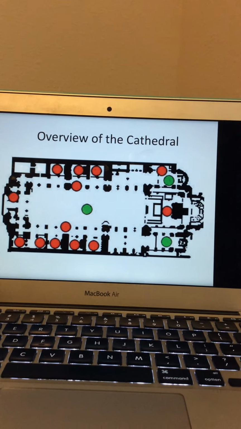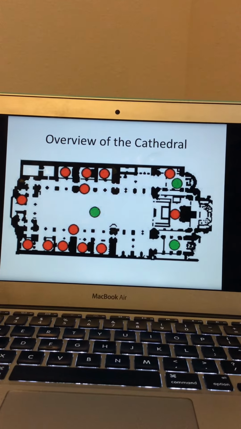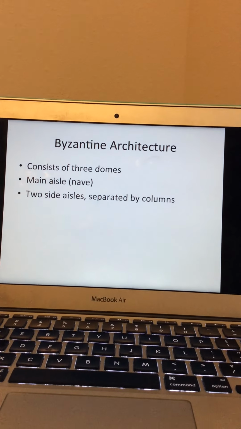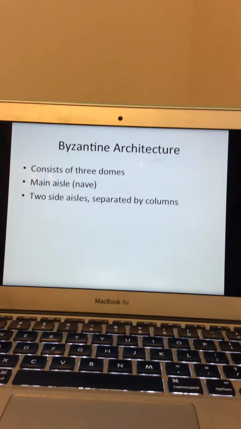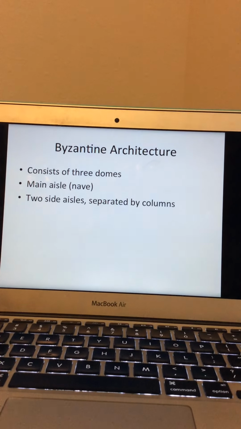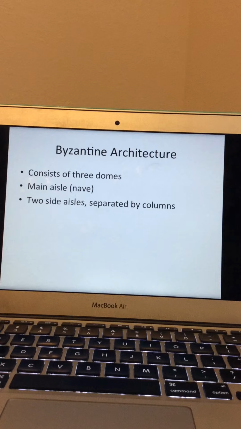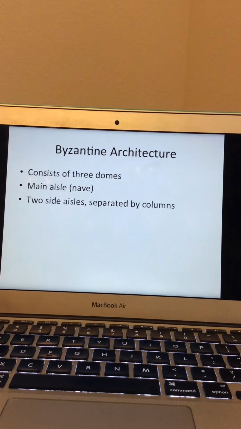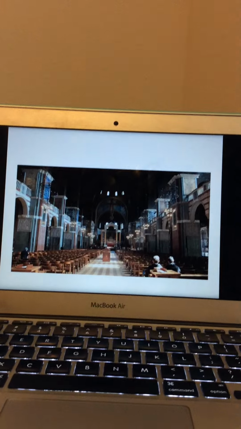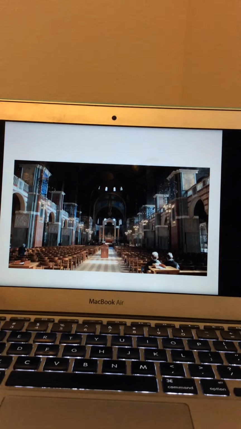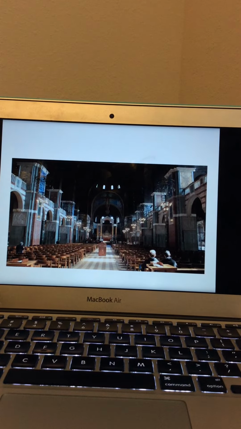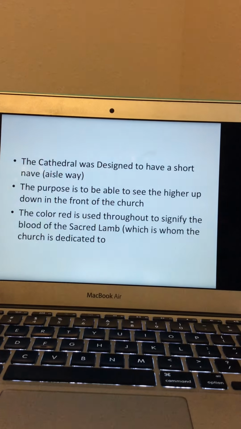This is the overview of the cathedral. The cathedral is in the Byzantine architecture and consists of 3 domes. It has one main aisle, which is called the nave, and 2 side aisles, and these are separated by columns. As you can see, the main aisle with the columns all on the side, separating into 3 parts.